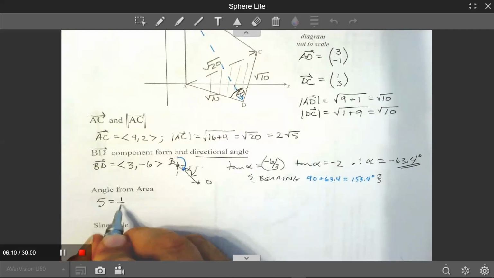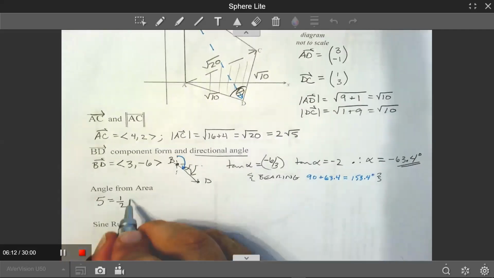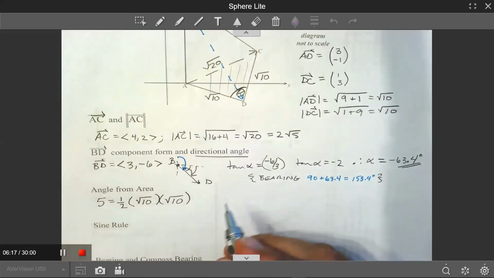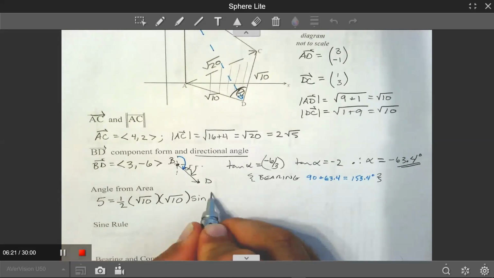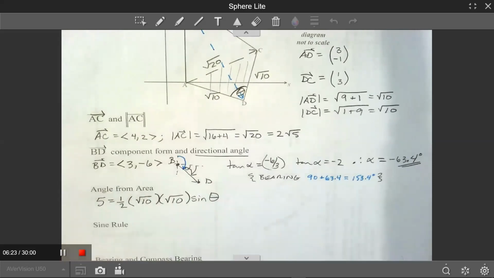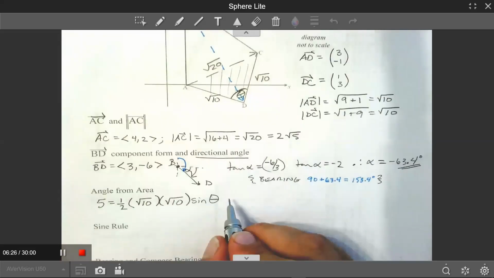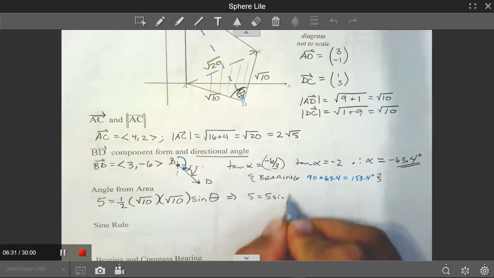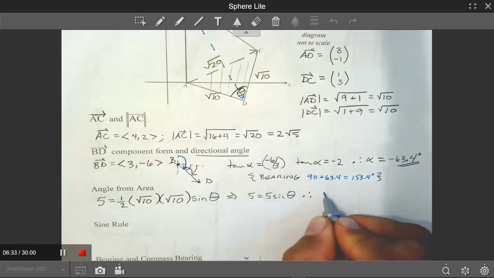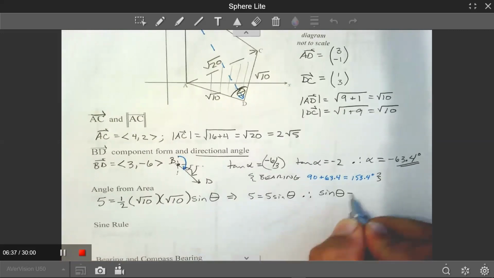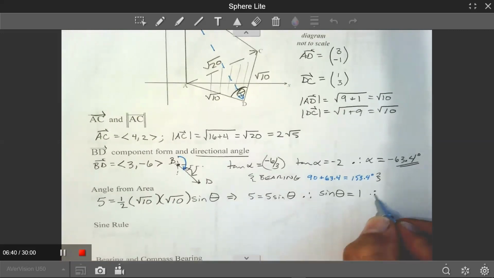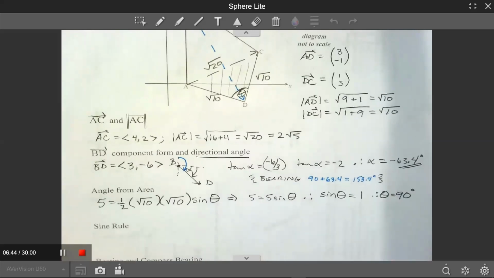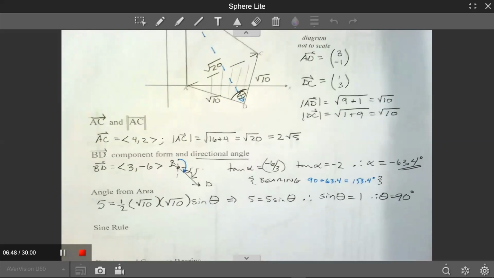So that means that 5 is going to be equal to 1/2 the 2 sides of the triangle times the sine of the included angle of the triangle. Well, that implies that 5 is equal to 5 sine of theta, which means that sine of theta is equal to 1, and that would mean that theta is 90 degrees. That's how we can find an angle from an area.